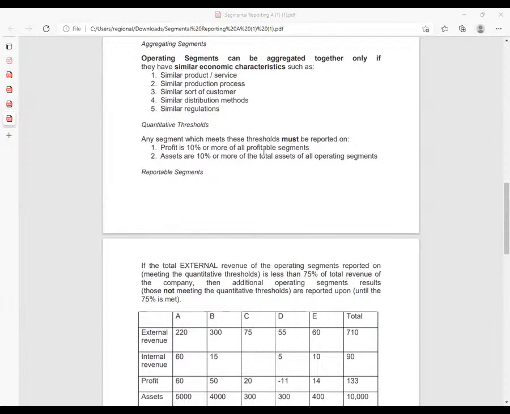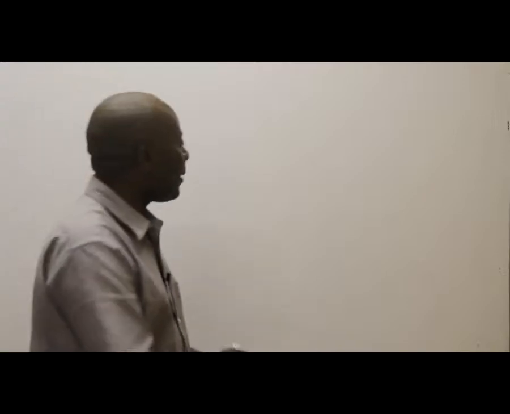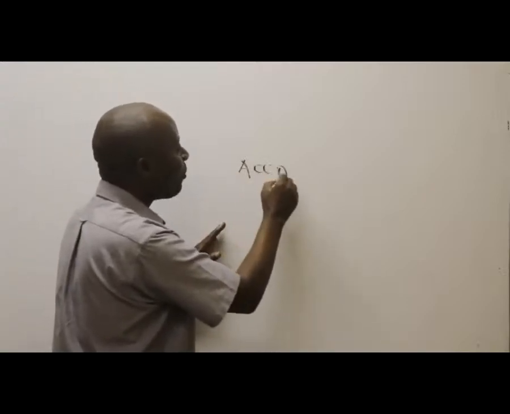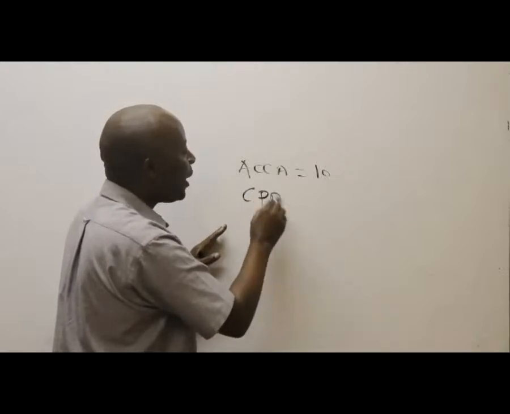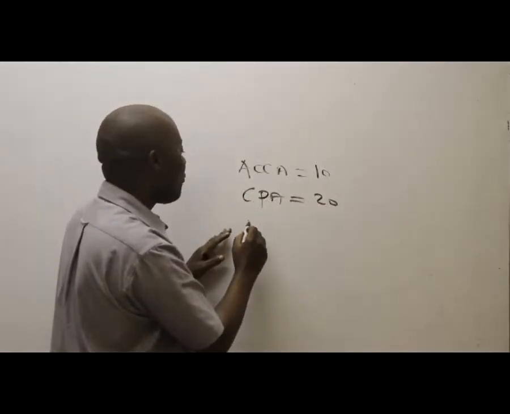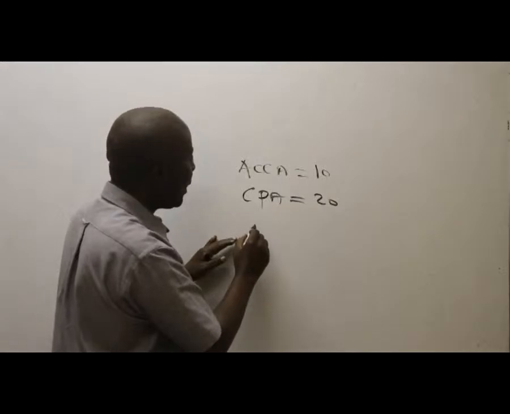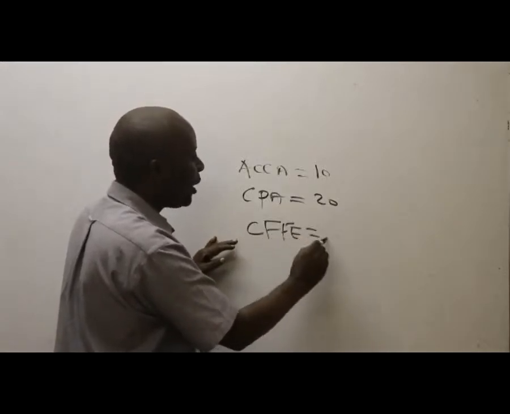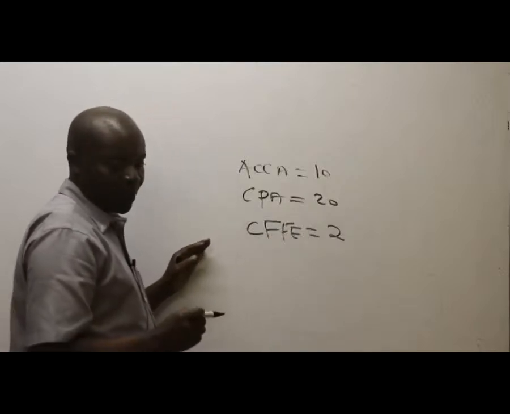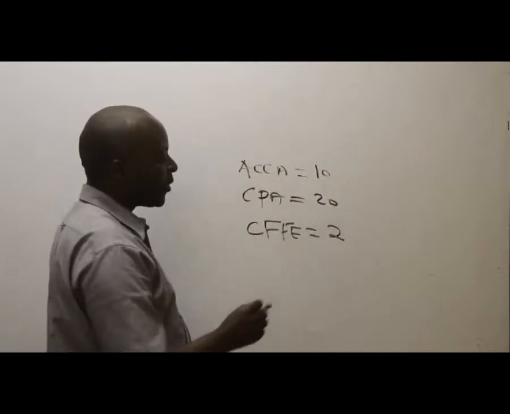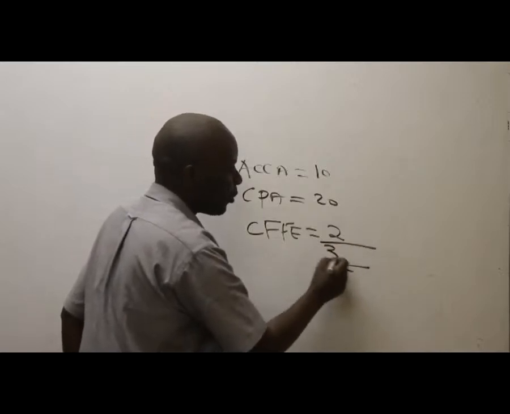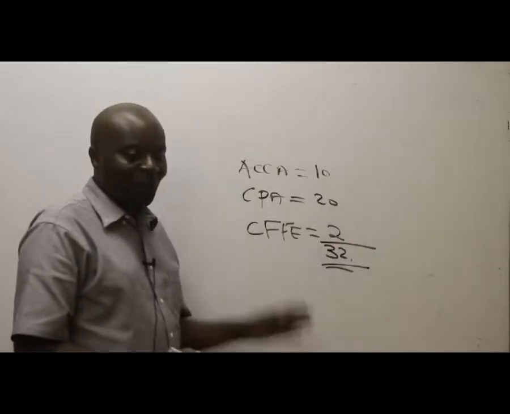This is something that is very practical for those of you who are working for big organizations. It is something you see your seniors doing, or you could even be doing it yourself every other day. So you look at, say, RCM online college, we look at profitability. ACCA has given a profit of, for example, 10. We have CPA that has given, for example, a profit of 20. And another one, like you've introduced, CFFE. CFFE, ladies and gentlemen, has given a profit of 2. So assuming these are the only profitable segments, could you kindly give me the total? The total profit is 32.